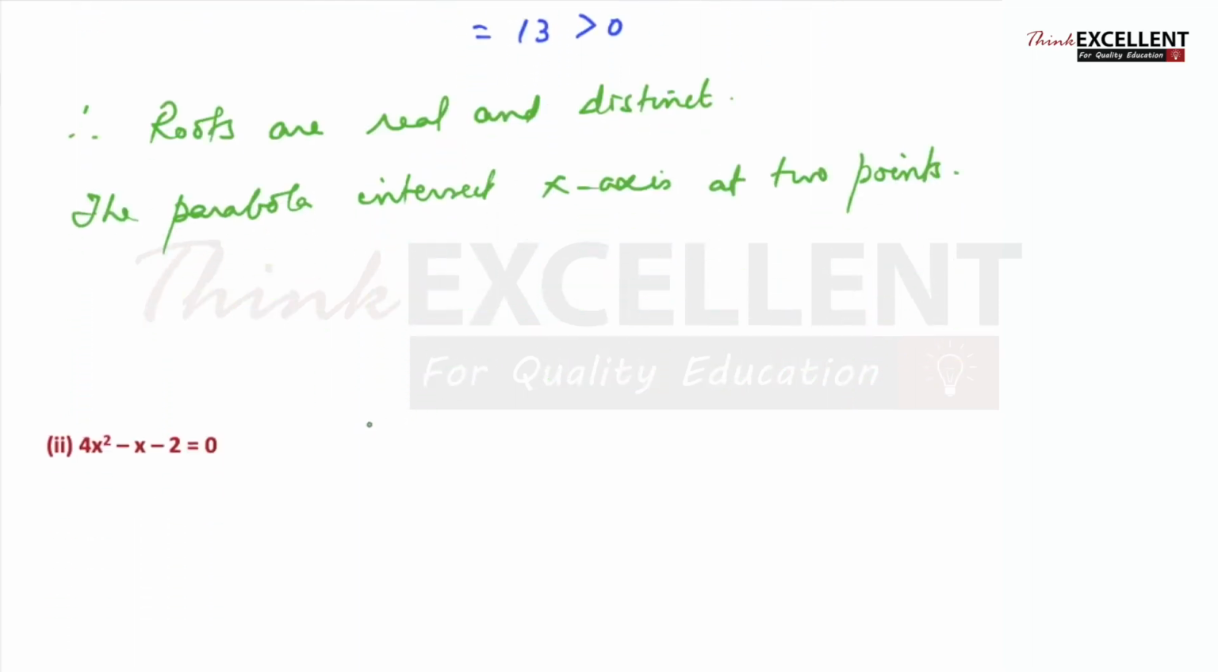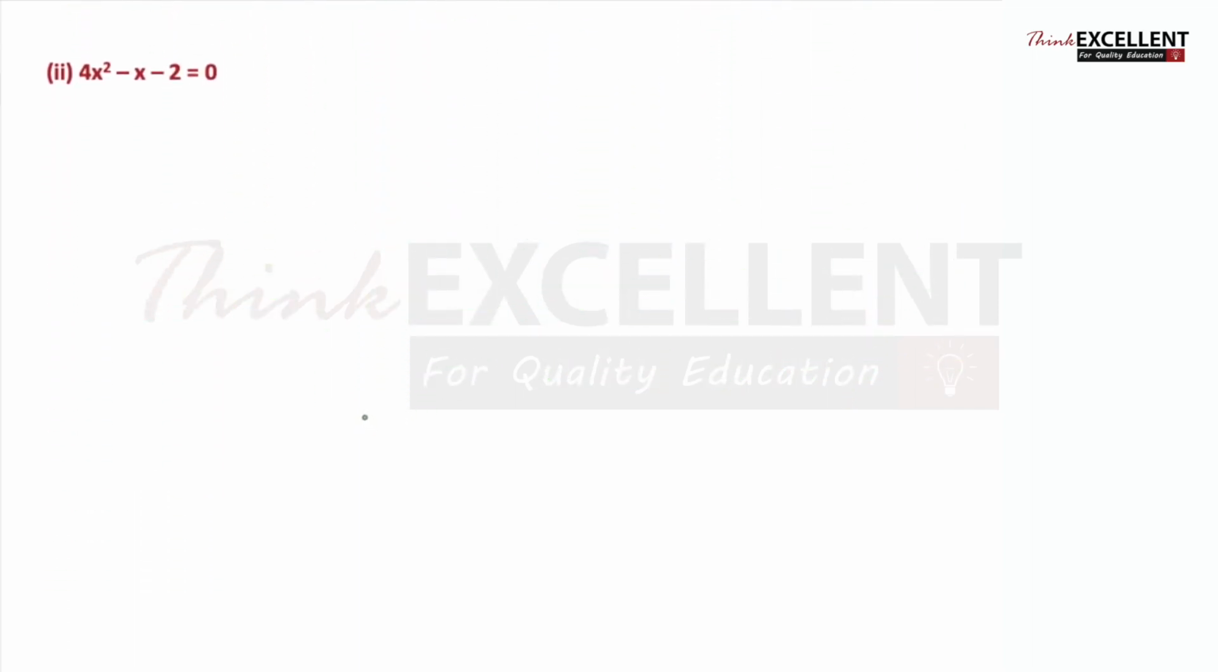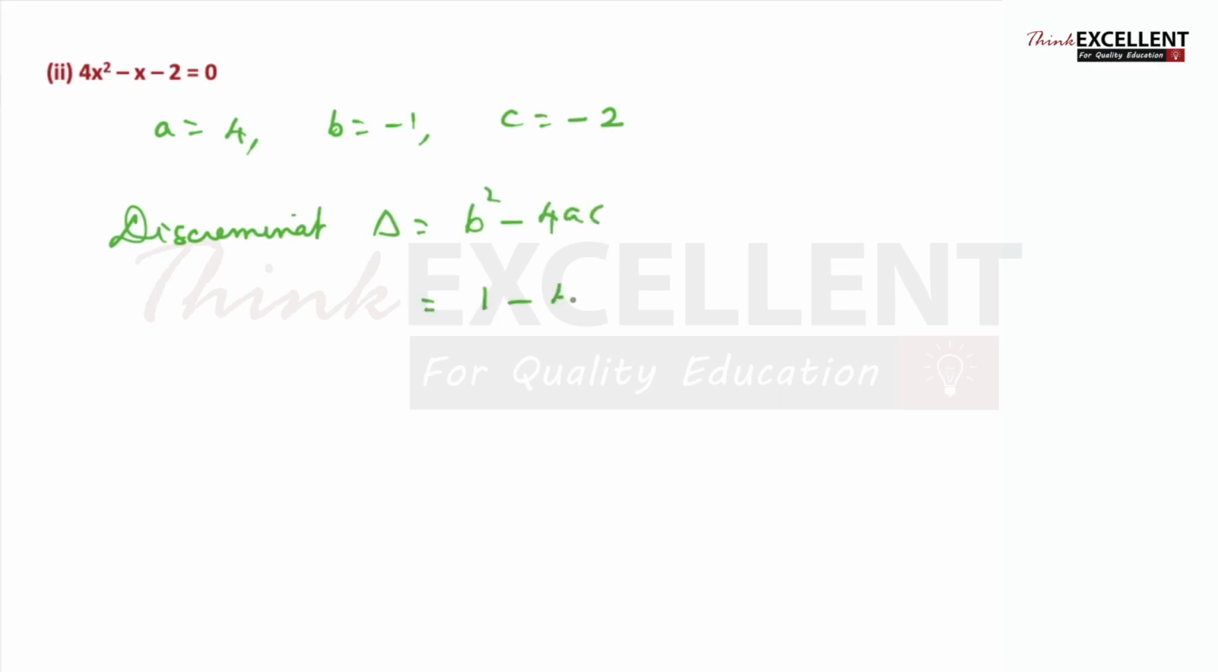No real roots. Look, another question: 4x square minus x minus 2. It is in the correct form only. So a value 4. If it is not in the correct form, you have to arrange it, because then only you can identify a, b, c. So here a value 4, b value minus 1, c value minus 2. You find the discriminant. Delta is equal to the formula b square minus 4ac. B square is minus 1 square, it is 1, minus 4 into a, 4 into c, minus 2.